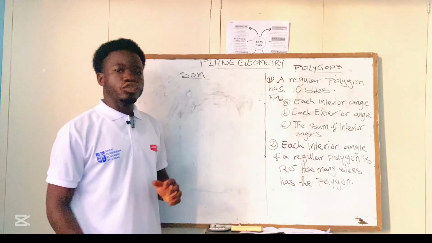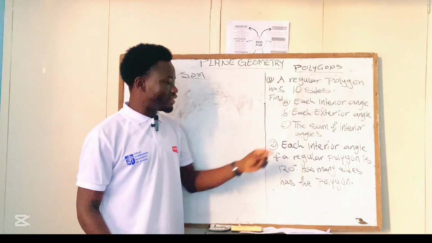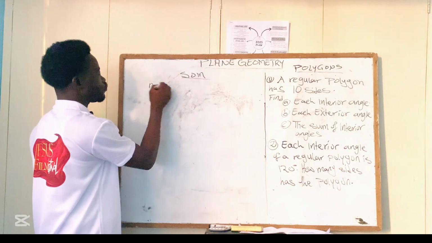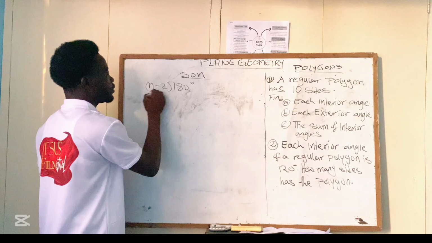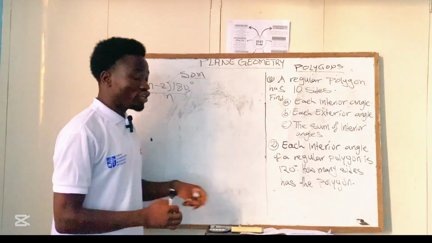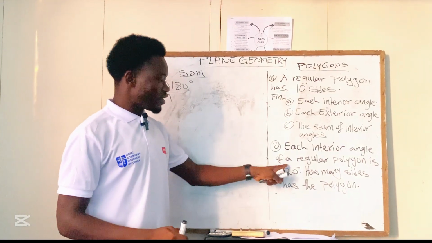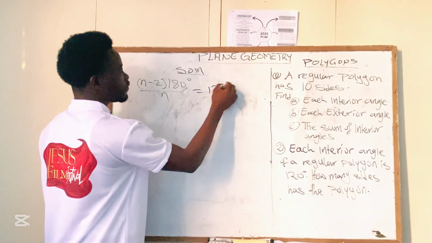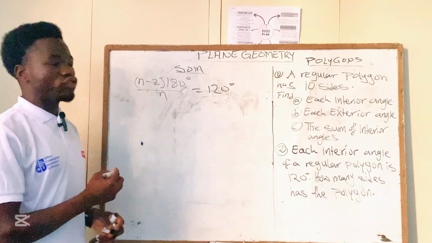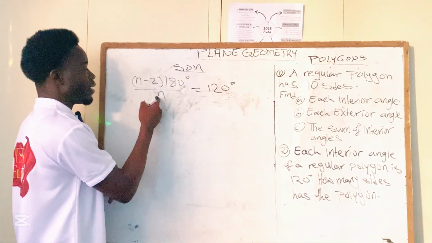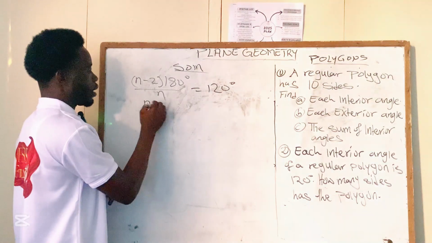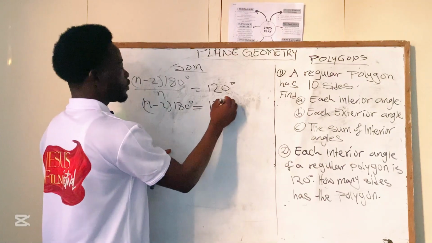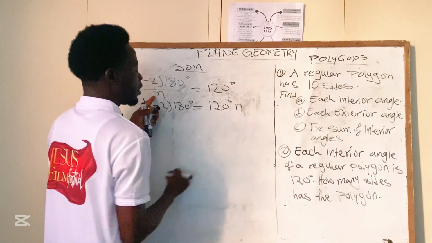So I'm going to clean this off. In the first example we did, we realized that to get each interior angle, the formula is (n minus 2) times 180 degrees divided by n. That is each interior angle. Now in the question here, they are saying that this interior angle is 120 degrees. So we can just use this formula to simplify it. Multiplying through by n, I will have 180 degrees times (n minus 2) to be equal to 120 degrees times n.